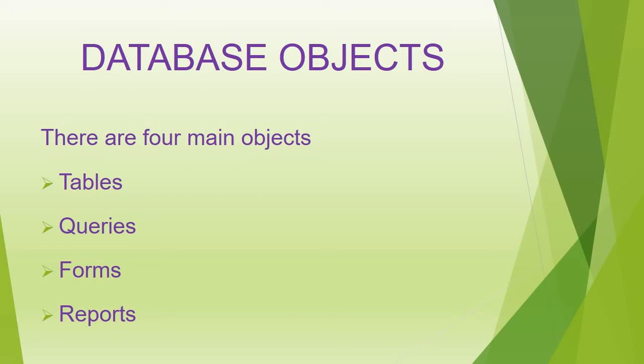Next point, database objects. There are mainly 4 objects. What are they? First one is tables. Second one is queries. Third one is forms. Fourth one is reports. These are the objects.